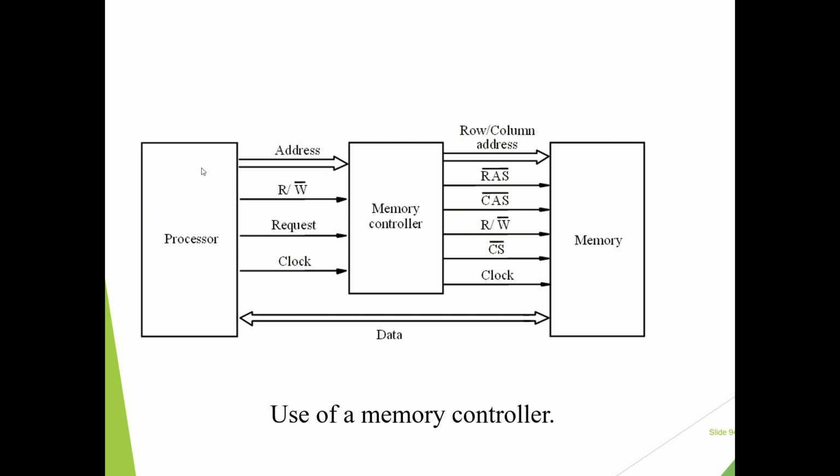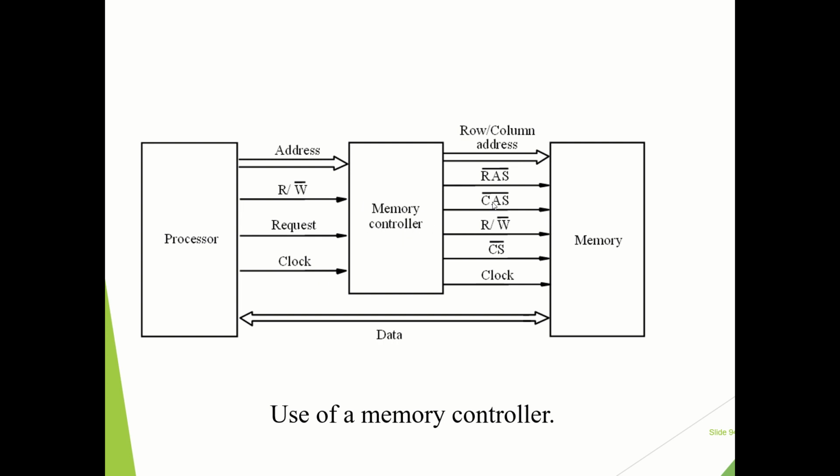It will receive the main information from the processor. Actually, it works like a DMA controller, which we already studied. It is not a DMA controller, but it is a memory controller. The processor will give all the address to the memory controller. The read-write operation required by the processor is also indicated to the memory controller. Then it will give a request to the memory controller, and the appropriate clock pulse will be given. After that, the next task is done by the memory controller.